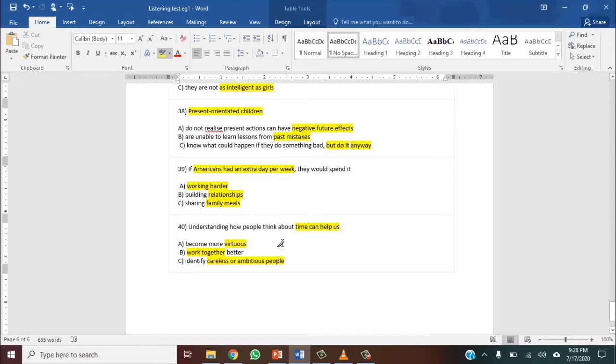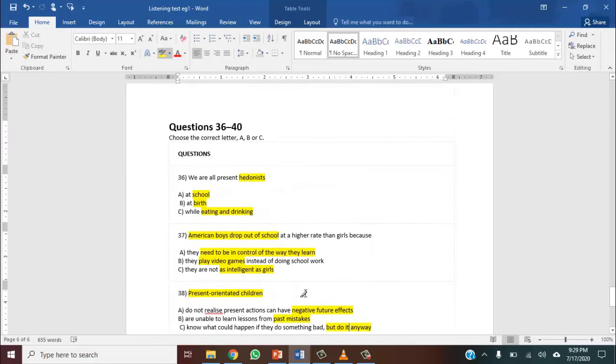Then we come to the last question. Question number 40 says understanding how people think about time can help us in either of these three ways. Number A says that it can help us in becoming more virtuous, or it can help us work together better, or identify careless or ambitious people. So one of these three has to be the answer. Now we play the recording and we see how we mark the answers.